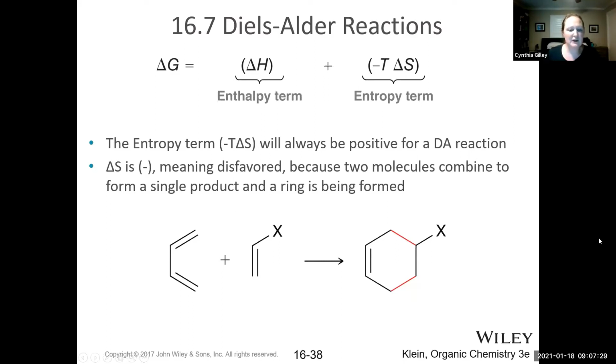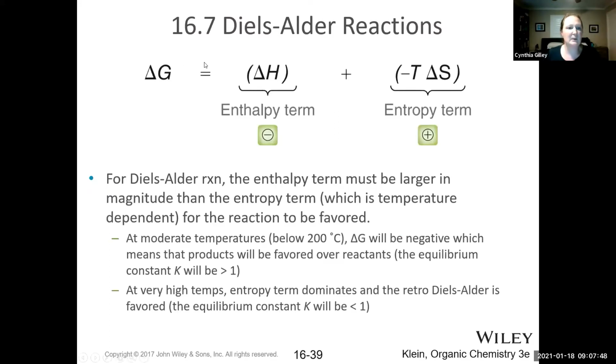So what does that mean? Whenever you have 2 reactants combining to form 1, and we have 2 acyclic reactants combining to form a ring, we are losing molecular freedom. And as a result, entropy is disfavored for the reaction. So we need overall delta G to be negative to have a favorable reaction. So what we want is that the enthalpy term is larger in magnitude and a negative value than the entropy term is in magnitude as a positive value. So in order to have a smaller magnitude of entropy term, it makes sense that that will be favorable or more likely when the temperature is low.